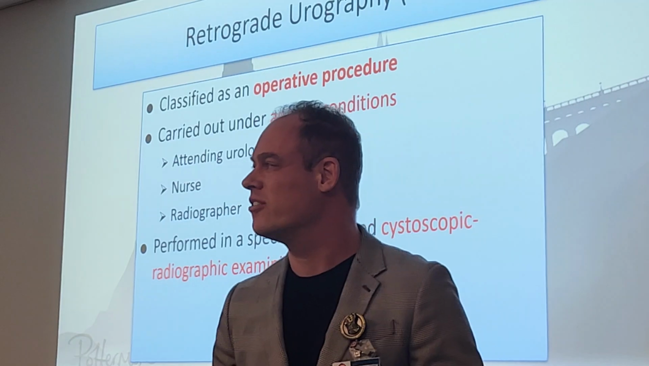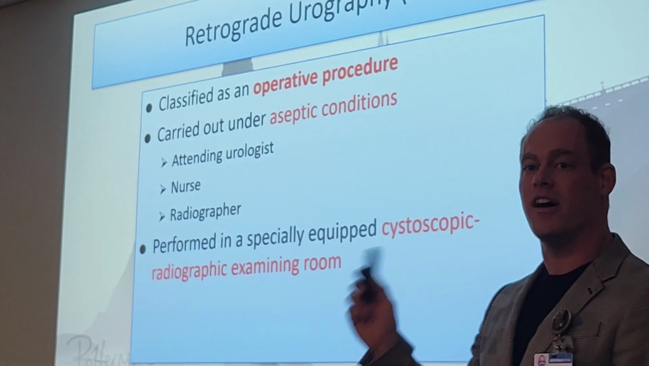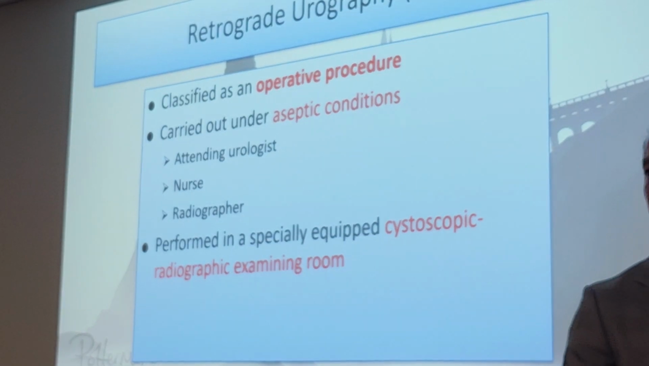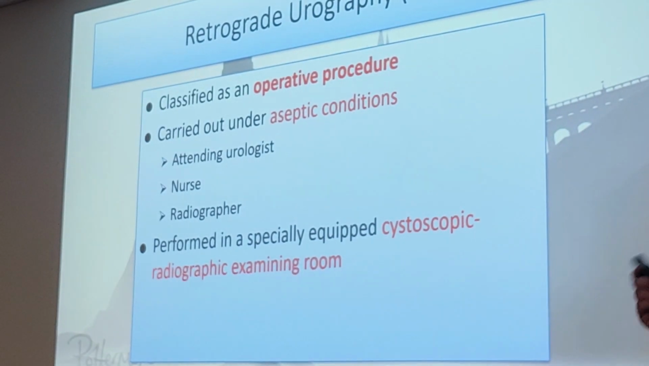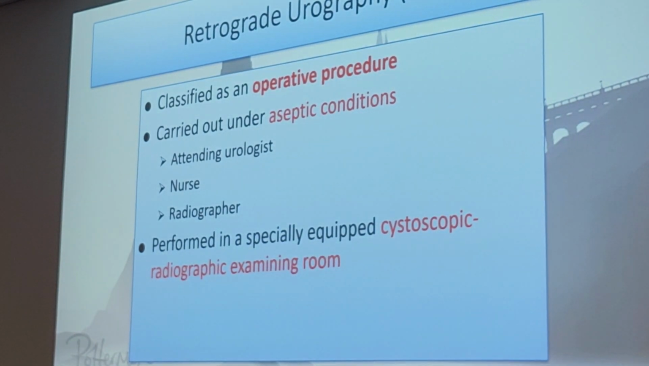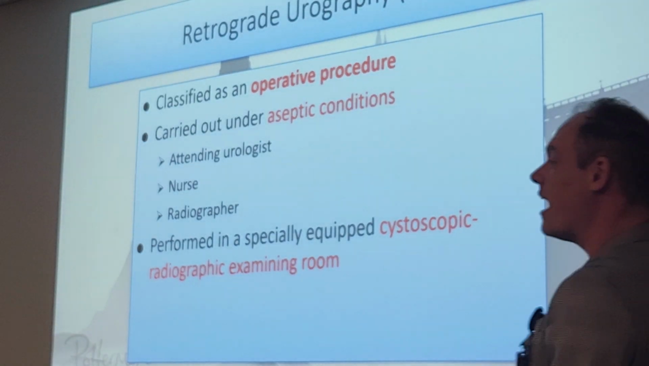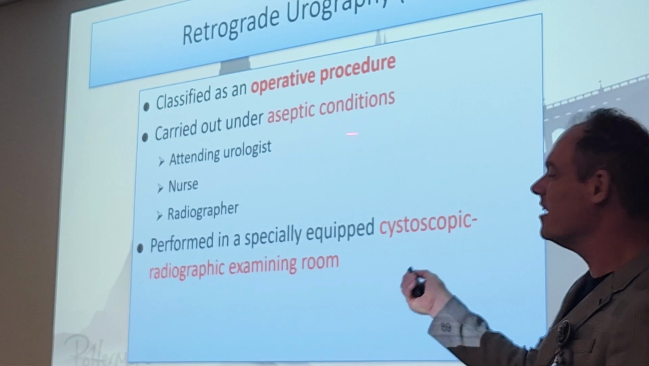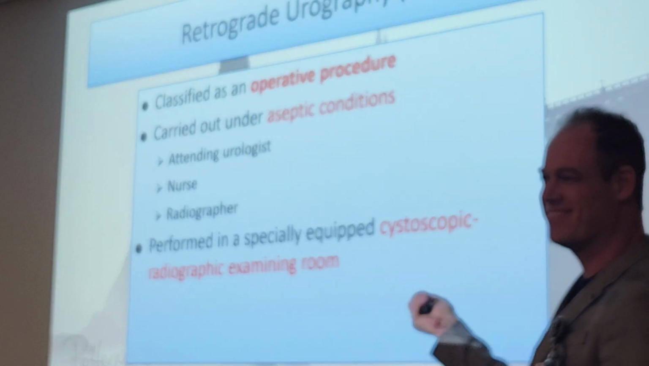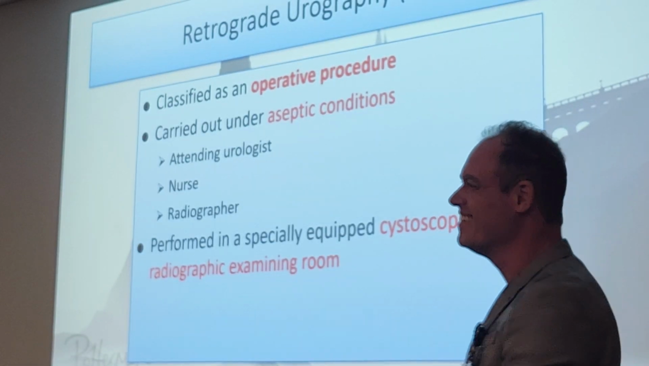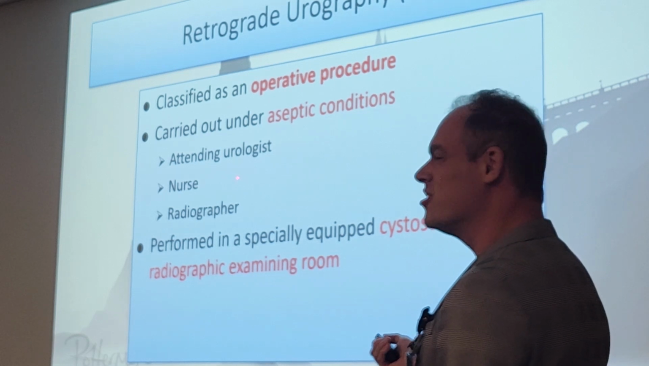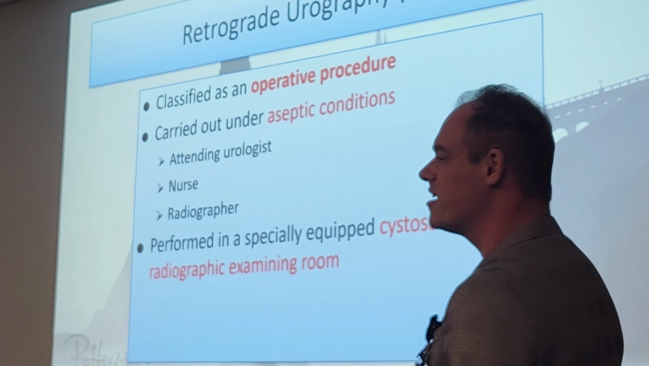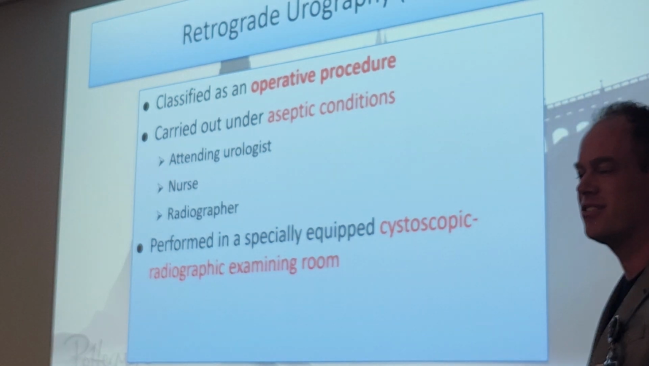So retrograde urograms, once again, are classified as a purely operative procedure, although Charo did one in a fluoro room, but technically this should be done in surgery by a urologist. And it should be done, let's see what they did wrong, Charo? Should be done in aseptic conditions, which it was not. An attending urologist, a nurse, and a radiographer should be present. This is a urology exam. The radiologist is not involved with this.